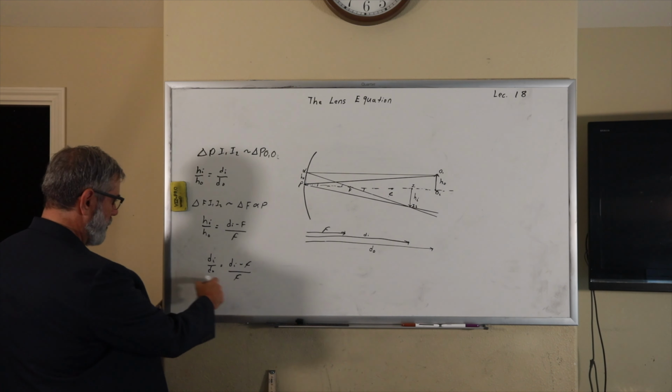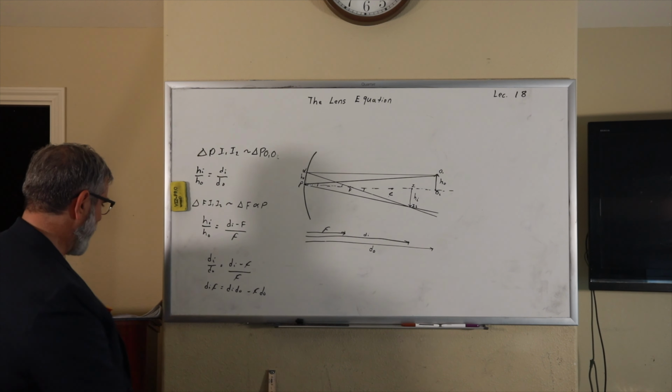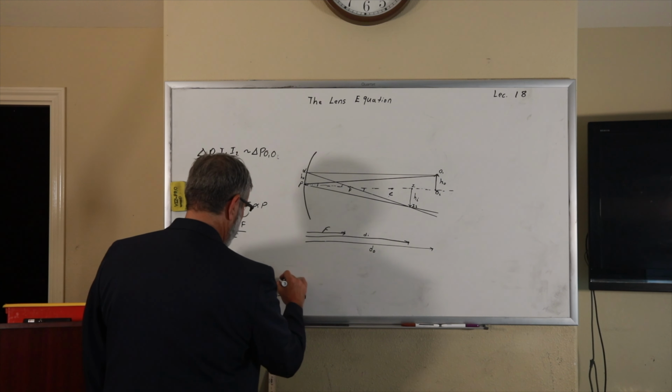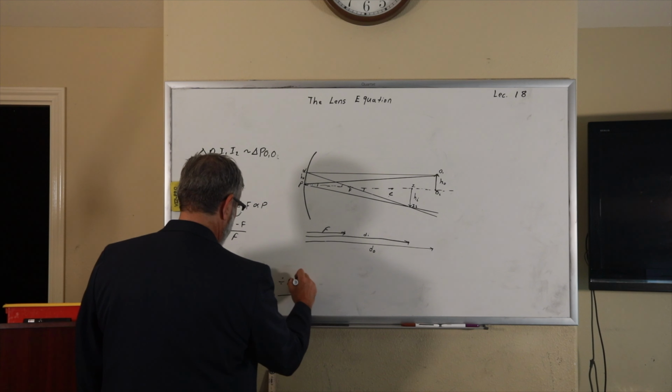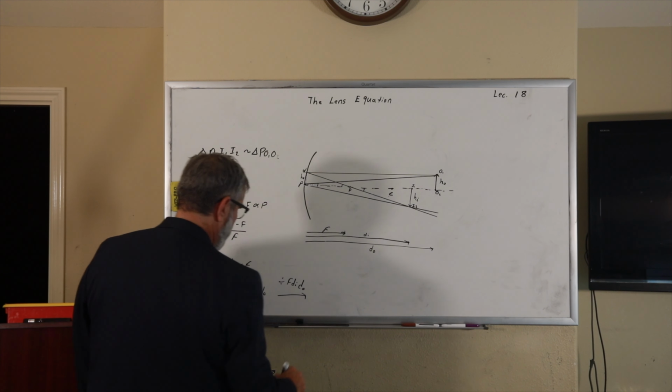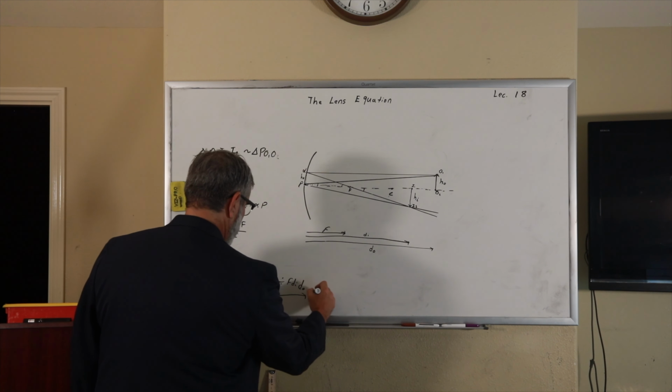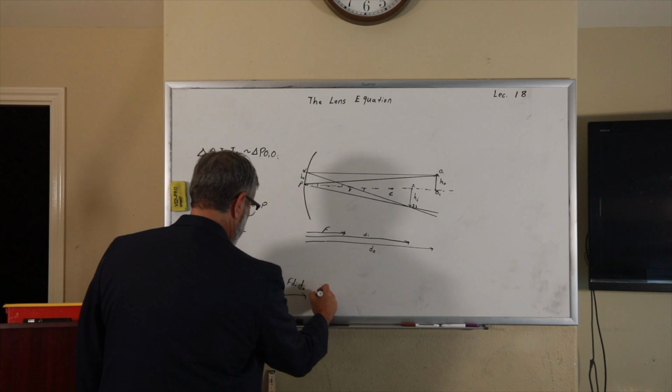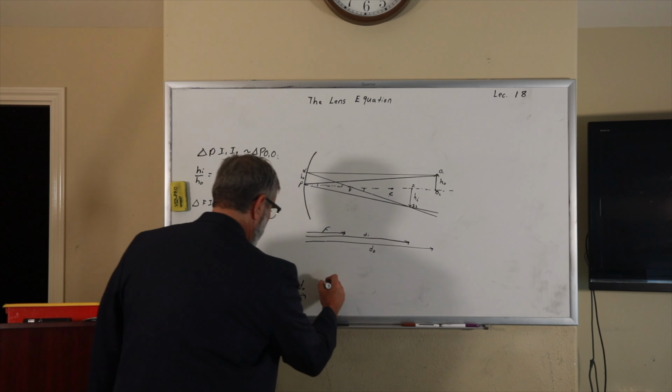Now I can multiply both sides by F and also DO to get that DI times F is equal to DI times DO minus F times DO. And now I'd like to divide everything by F DI DO. In doing so, when I divide DI F by F DI DO, the DI and the F cancel. I'm left with just 1 over DO.